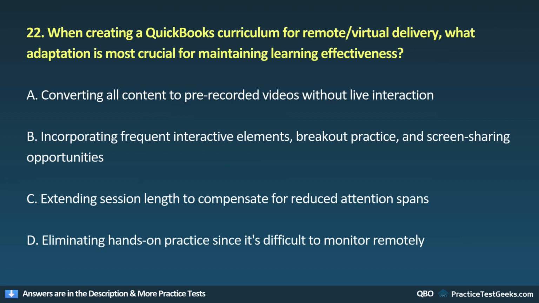22. When creating a QuickBooks curriculum for remote virtual delivery, what adaptation is most crucial for maintaining learning effectiveness? A. Converting all content to pre-recorded videos without live interaction. B. Incorporating frequent interactive elements, breakout practice, and screen sharing opportunities. C. Extending session length to compensate for reduced attention spans. D. Eliminating hands-on practice since it's difficult to monitor remotely.